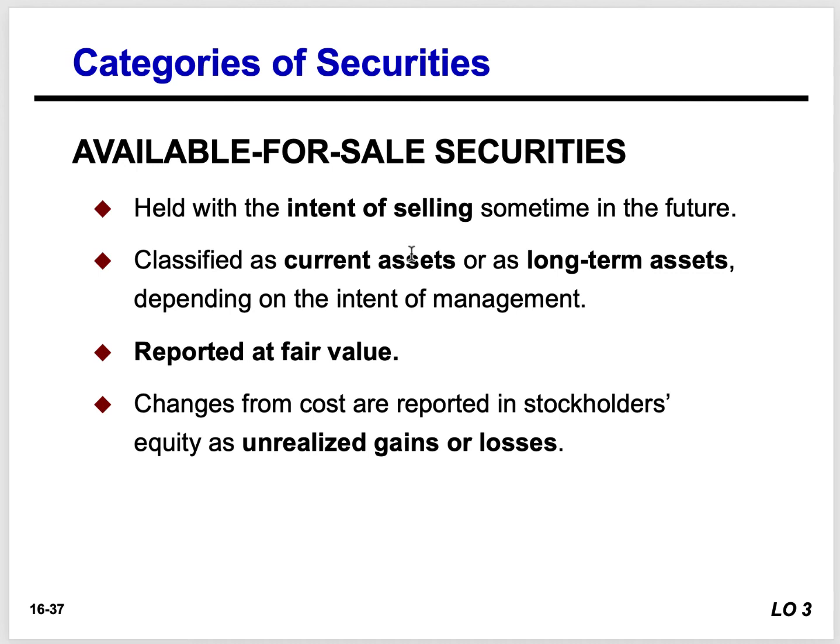Again, available for sale securities. We talked about this, right? These are held with the intent to sell sometime in the future. Very important. How do we classify these? Well, they can be classified as current assets, or we could classify them as long-term assets. Okay. Again, how do you know which one it should be for available for sale? Should it be a current or a long-term asset?